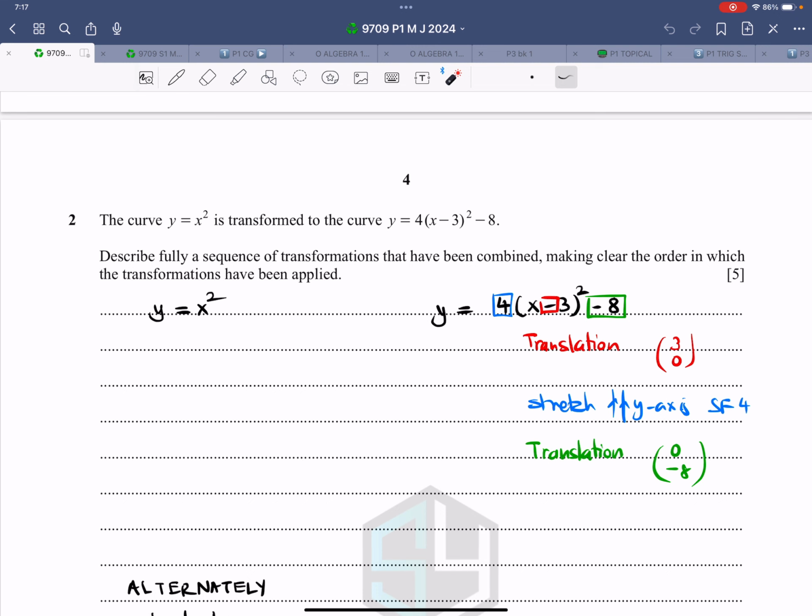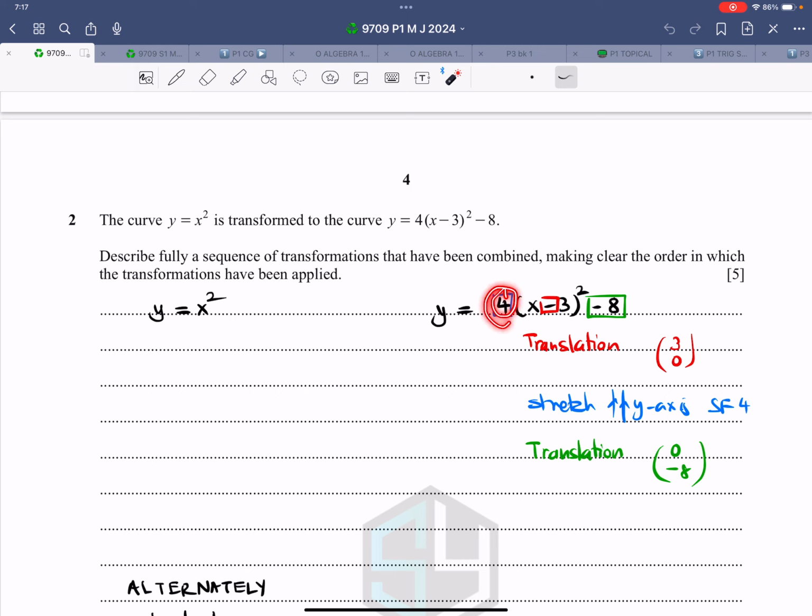Question number 2, that is of transformation. The question says the curve y equals x square is transformed to this particular curve. Describe fully a sequence of transformations that have been combined, making clear the order in which the transformations have been applied. Now, there is a 4 over here. There is a 3 over here, there is a 8 over here, the 3 comes with a negative sign, the 8 comes with a negative sign.